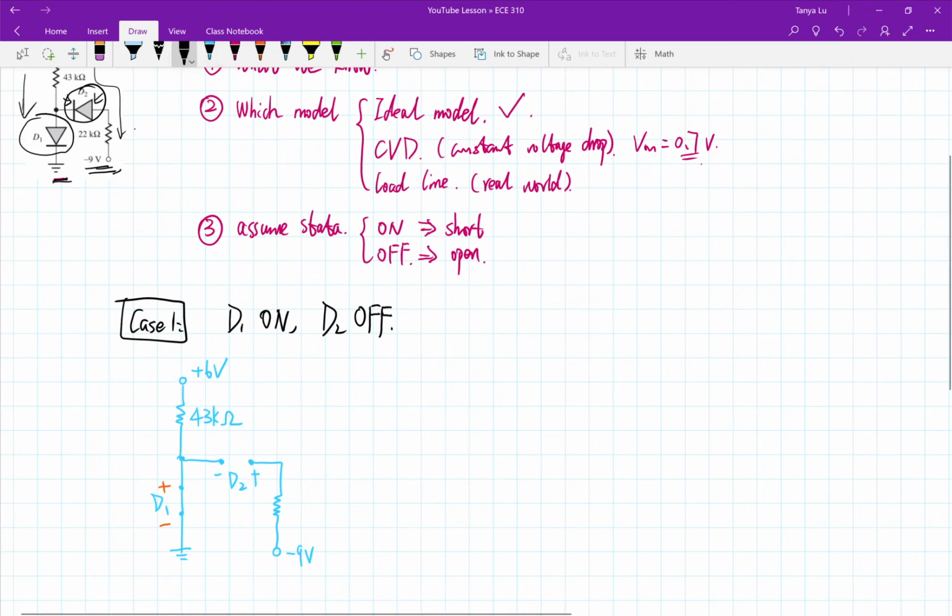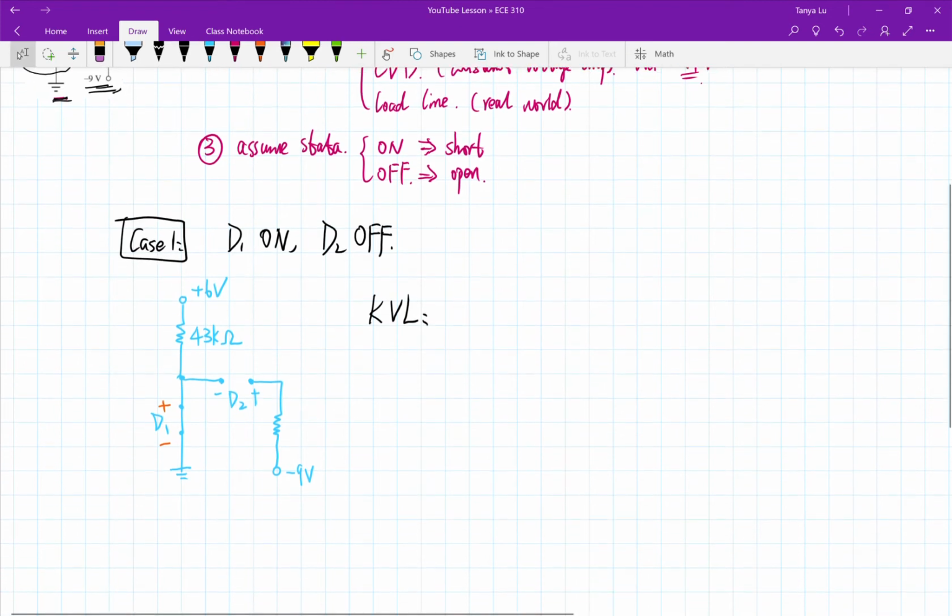Okay, so now we redraw our circuits, and what we need to do is write KVL. Don't think, don't doubt, always write KVL after you redraw the circuit. That's where you're gonna go when you have diode questions. Don't quote me on it, that's just what I've been doing so far.